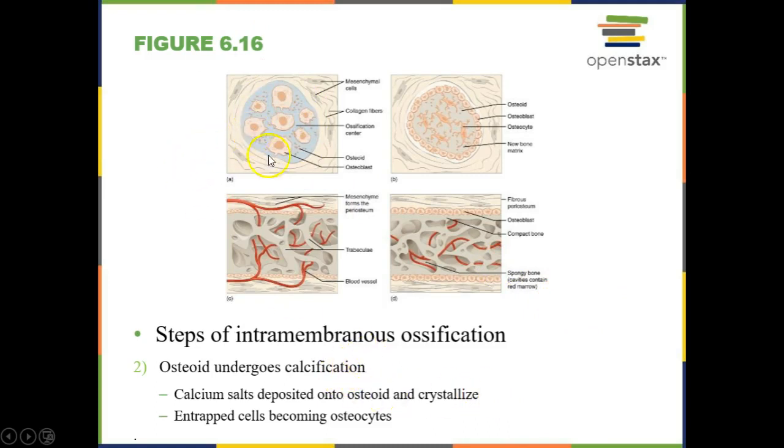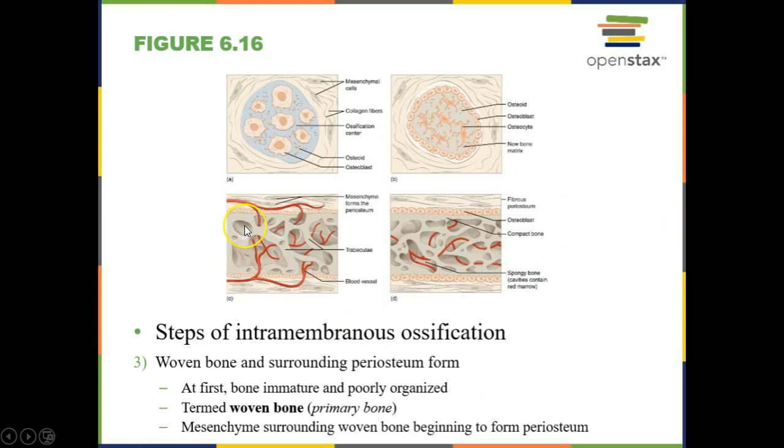The osteoid in that region is going to undergo calcification as calcium salts, so calcium phosphate, settle in. Once you have that calcification step, the osteoblasts become osteocytes. And osteocytes are what maintain that bony matrix. So now we have this woven bone that's similar to spongy bone.